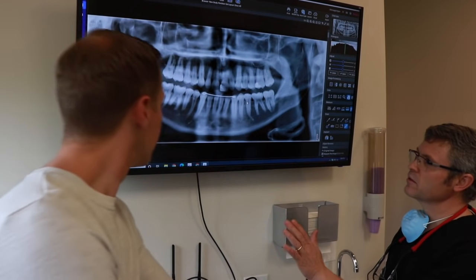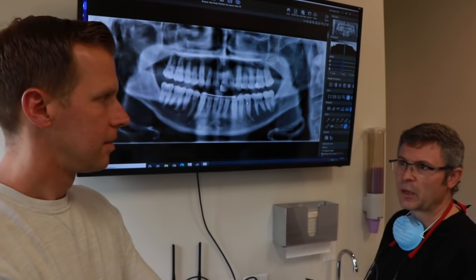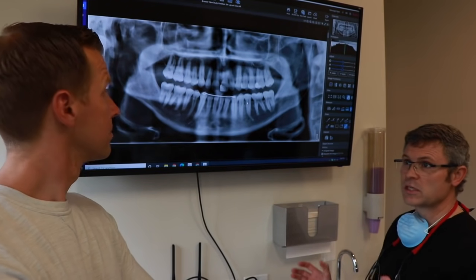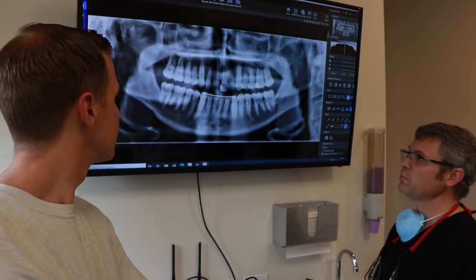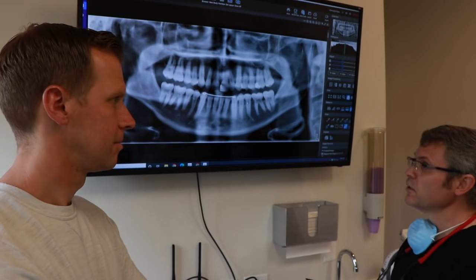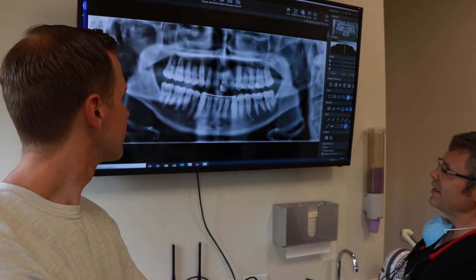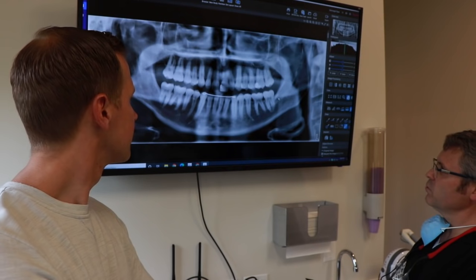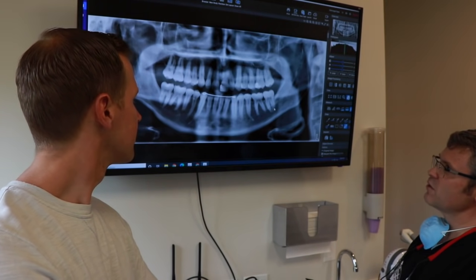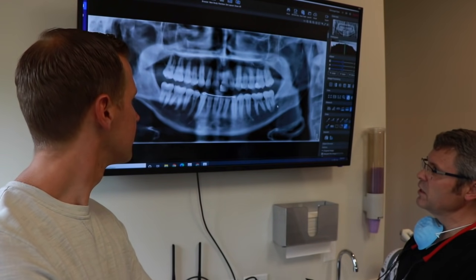This is a standard Panorex or Pano x-ray that most dentists will give you. The problem with these and discovering cavitations is that it's almost impossible. You can sometimes see like a shadow in this area, but it's just hard to tell for sure what's going on in these. But it gives us a big picture.